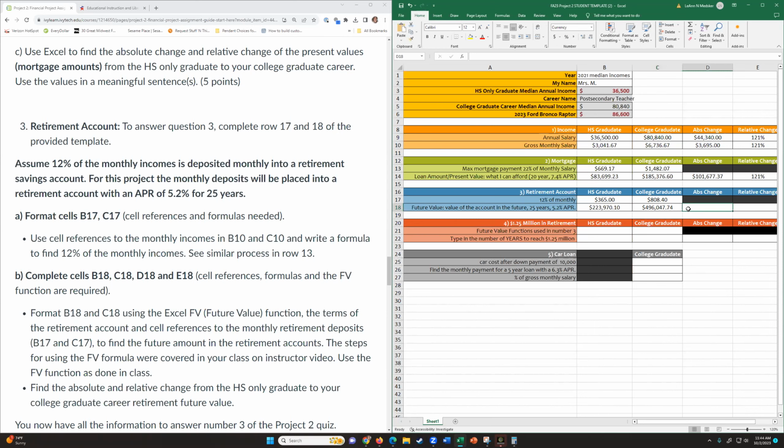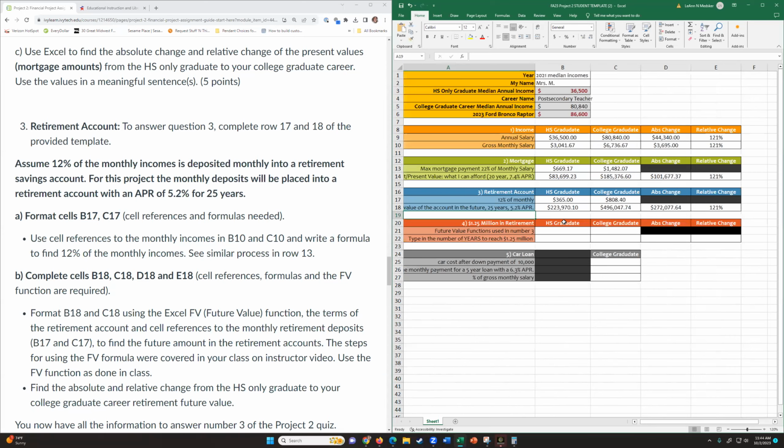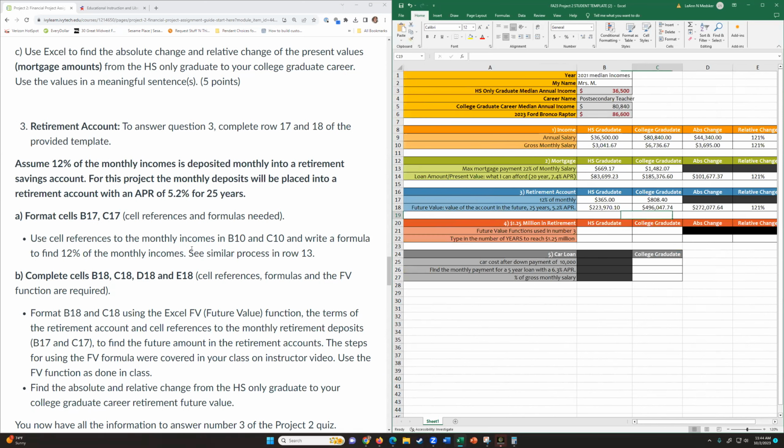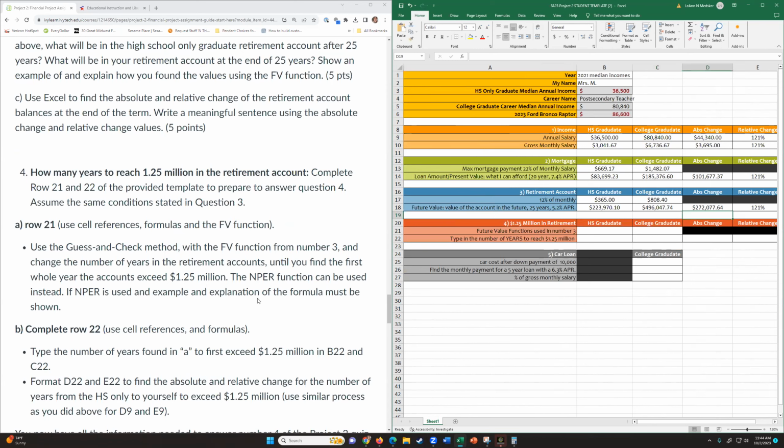So that's how much the college graduate would have in 25 years if they did their 12% monthly. Do the absolute change again. So equals new minus old. So this is how much actual dollar amount we would have more in our account. And as a percentage, absolute change divided by the high school graduate's base, it's still 121% more.